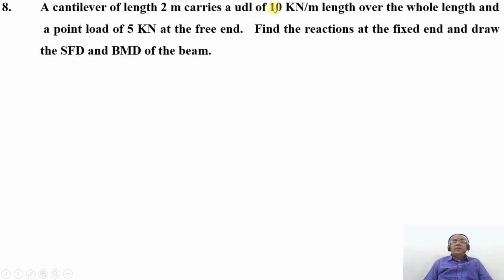And a UDL of 10 kilonewton per meter length over the whole length. Since it is the whole length, so you have 2 meters. So UDL will be represented for the entire length of the beam. And a point load at the free end. So 5 kilonewton is acting at the free end at the point B, which is at a distance of 2 meters from the fixed end.